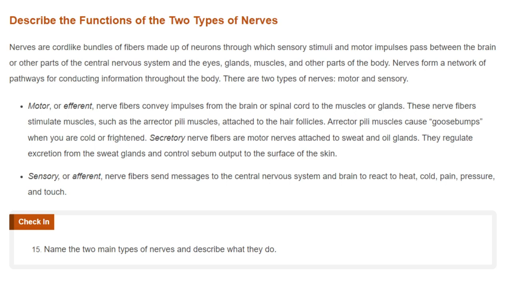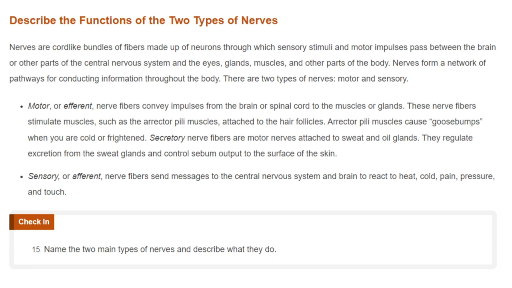Nerves form a network of pathways for conducting information throughout the body. There are two types of nerves, motor and sensory. Motor, or efferent, nerve fibers convey impulses from the brain or spinal cord to the muscles or glands. These nerve fibers stimulate muscles, such as the erector pili muscles, attached to the hair follicles. Erector pili muscles cause goosebumps when you are cold or frightened.